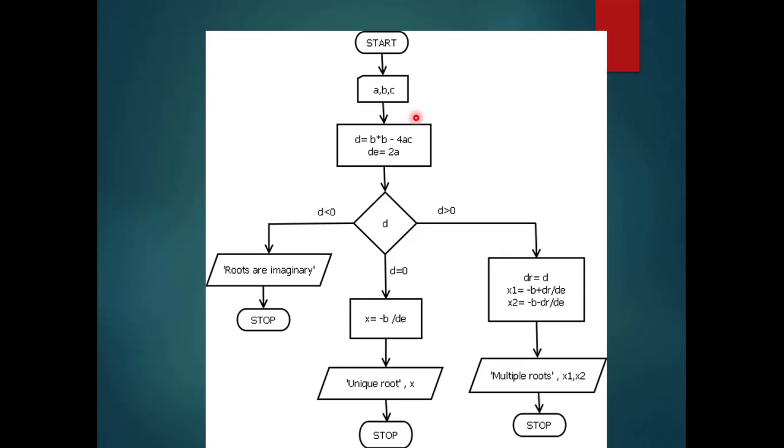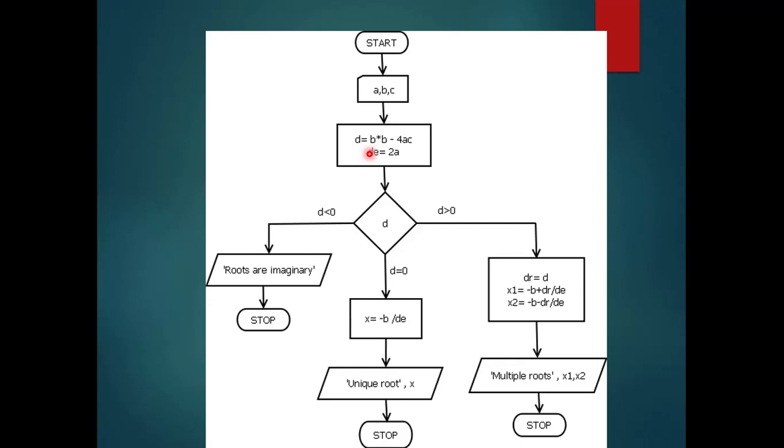Basically, we do have the formula to calculate roots of quadratic equation, that is minus b upon 2a plus minus square root of b square minus 4ac. Okay, so we have just converted the square root term b square minus 4ac as d, and 2a equals to d.